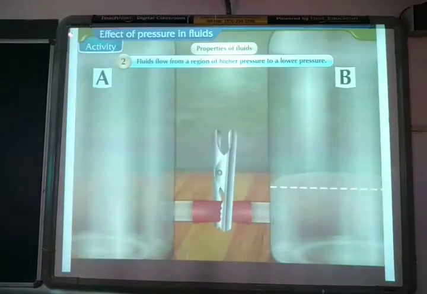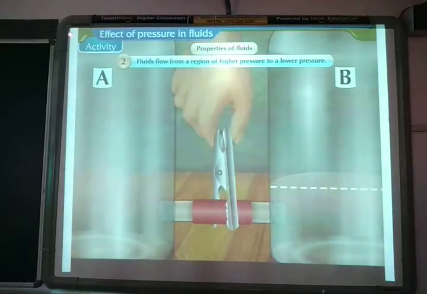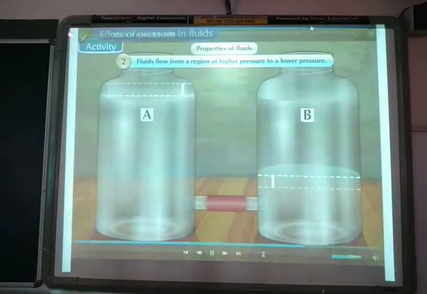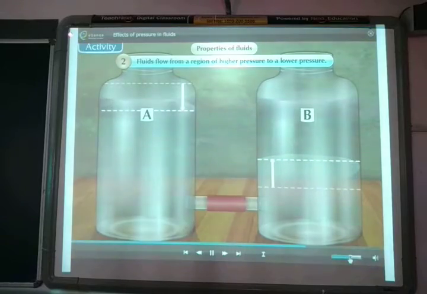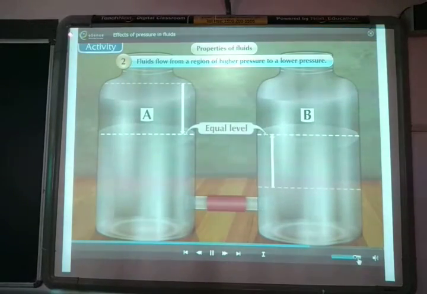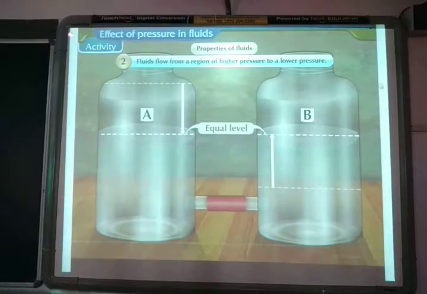You will observe that when the clamp is set loose, water flows from bottle A into bottle B till the level of water in both the bottles becomes equal. This is due to the fact that water flows from a higher level to a lower level.